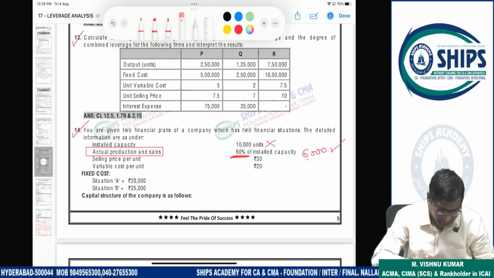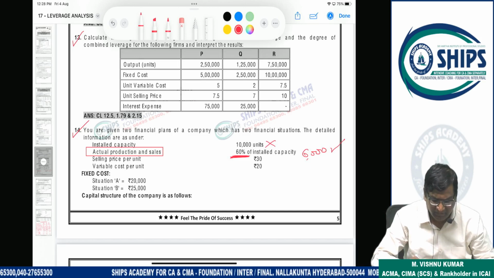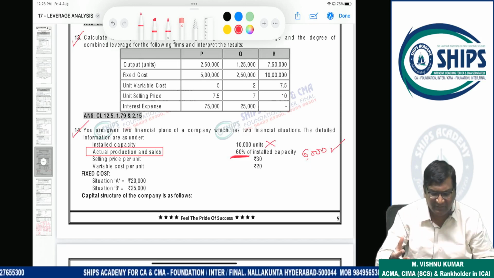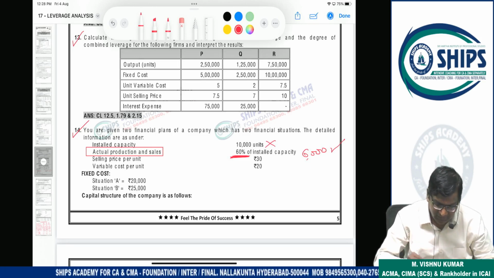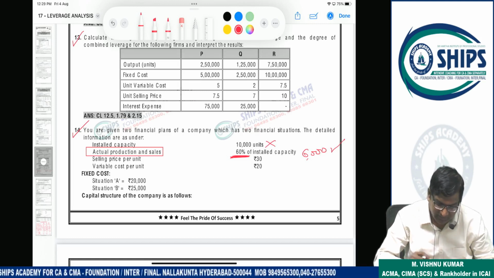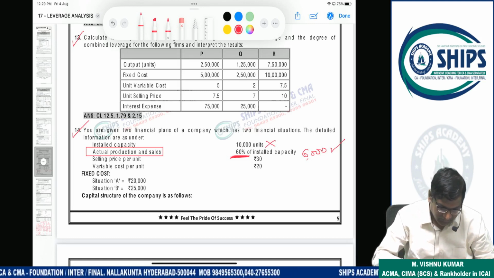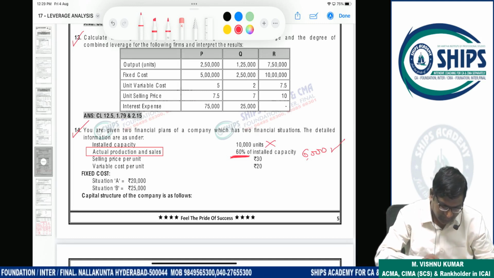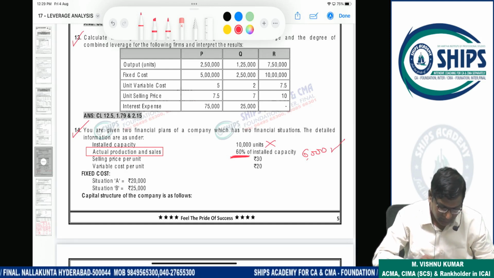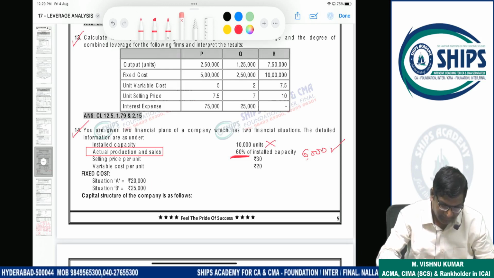Flexible budget, selling price per unit 30 rupees, variable cost per unit 20. Even if you don't have any knowledge, I am giving the explanation. The installed capacity is not important for you, because what they actually produce and sell is important, right? Now variable cost, selling price given, fixed cost: situation A 20,000, situation B 25,000. Now two situations, separate, independent of each other.